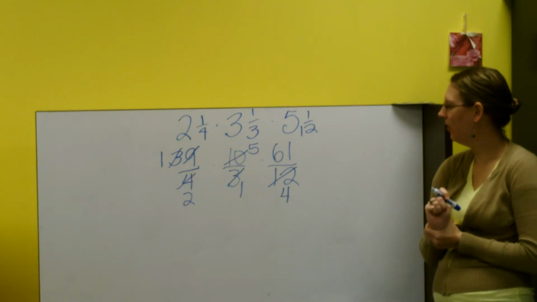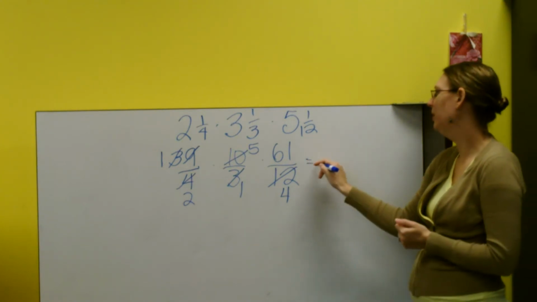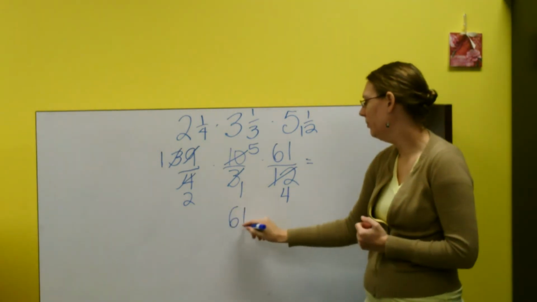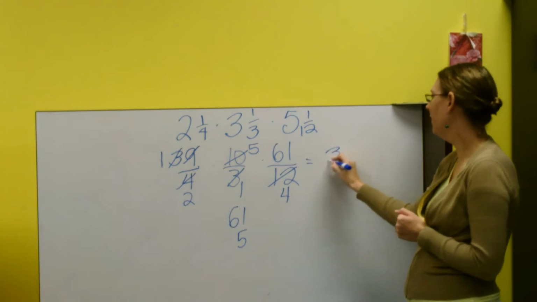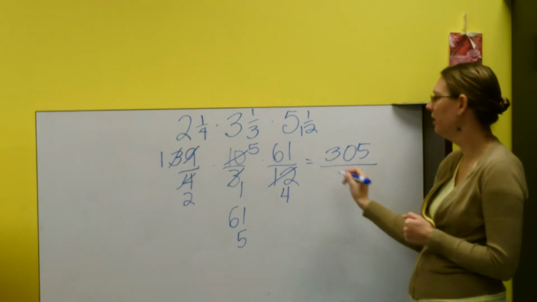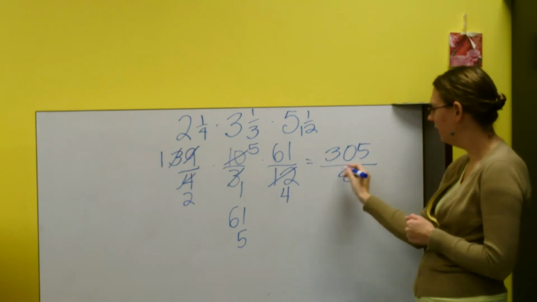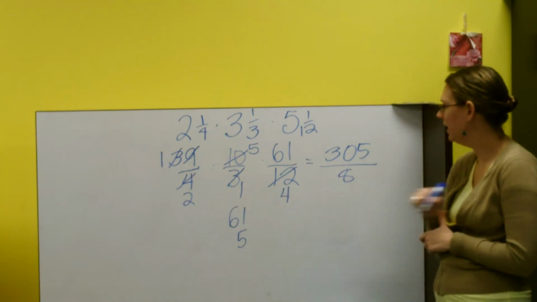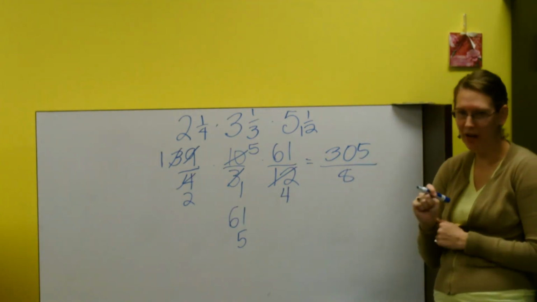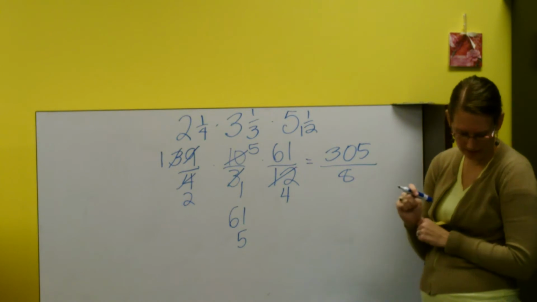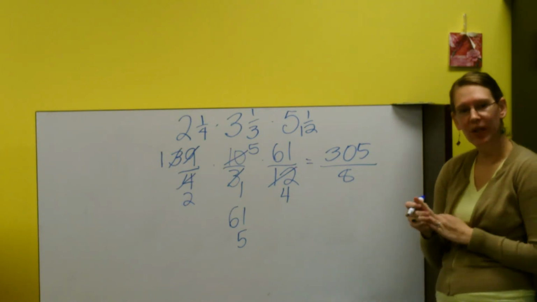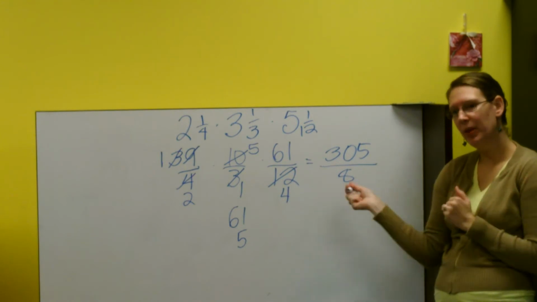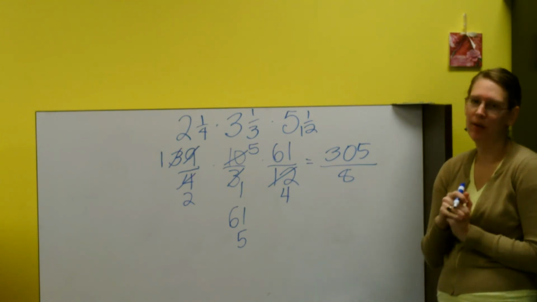Okay, so what do we need to do now? Multiply. So we need to do 61 times 5. Can we do that in our head? 305. Good. Over 8. 2 times 1 times 4 gives us 8. So 305 over 8, and that is as simple as it can be. Improper fractions are good. If you want to do extra work and make it into a mixed number, I'm fine with that, but this will be perfectly acceptable as an answer.